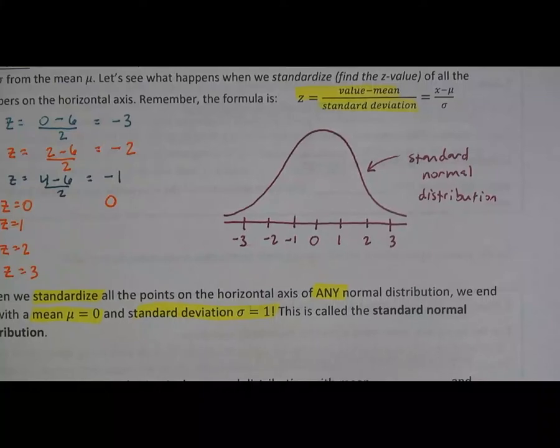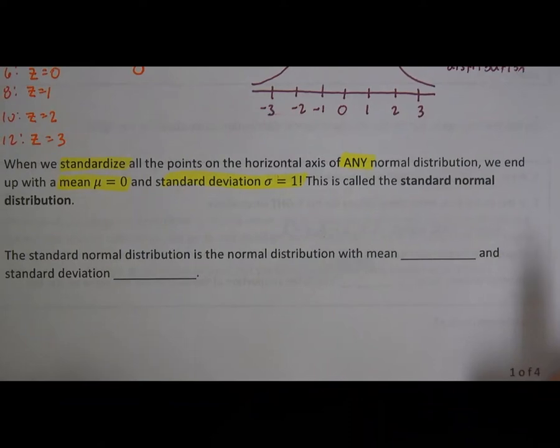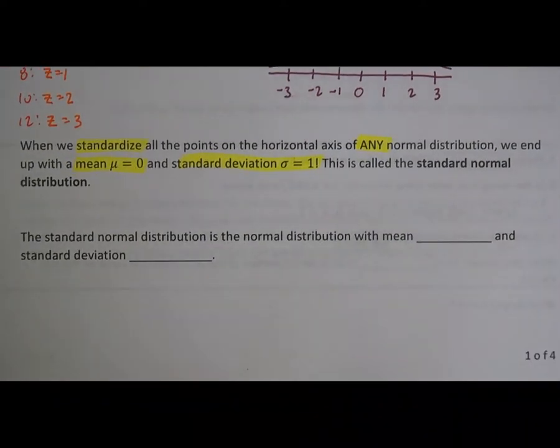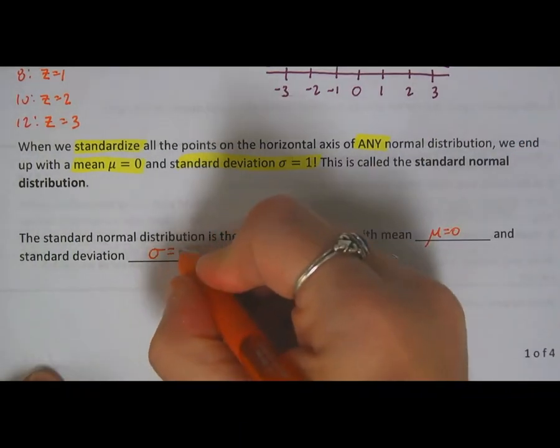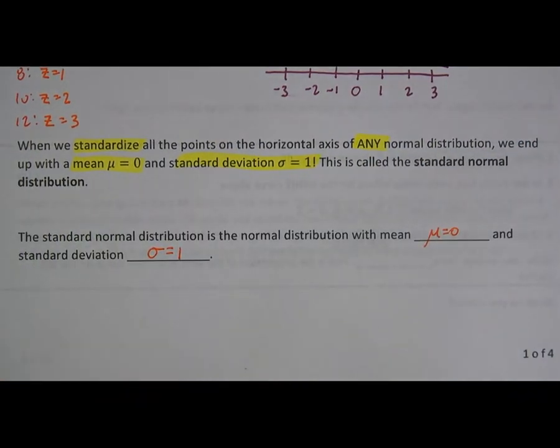We standardized, we built this. It's called the standard normal distribution. It's just a really specific type of normal curve. Down there at the bottom in the blanks, the standard normal distribution has a mean of 0, mu is 0, and standard deviation is 1. That's a little lowercase sigma.